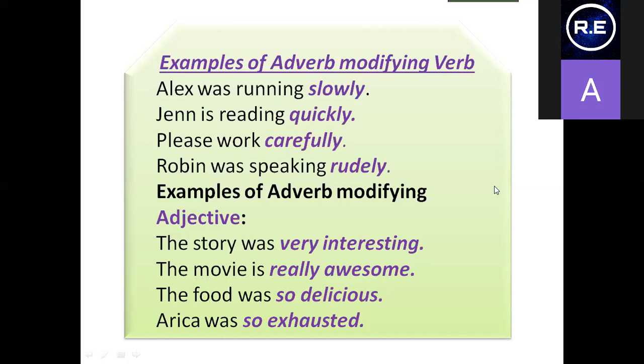The food was so delicious. I'm not saying the food was just delicious, but exceptionally delicious. This is really delicious. Arika was so exhausted. She's not just tired or exhausted, she's way more than that. She's just knackered. She can't even move. So here, all the adverbs came to modify the adjective: the exhaustion, the deliciousness, the awesomeness, and the interesting part.